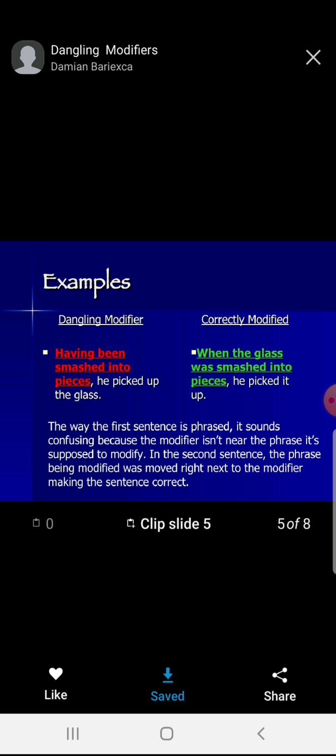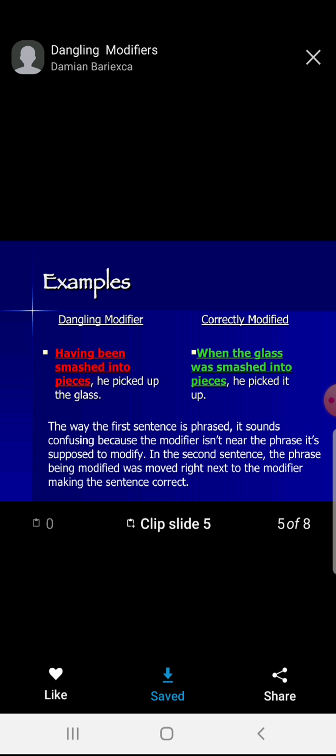Okay. Nah, ini modifiernya kan having been smashed into pieces. Nah, tapi yang paling dekat adalah he. Nah, ini jadinya kesannya yang smashed into pieces itu, yang hancur berkeping-keping itu si he. Oke, tapi dia masih bisa ngangkat pecahan-pecahan gelas itu. He picked up the glass. Nah, jadi readers dibikin bingung kan. Nah, jadi sebenarnya yang smashed into pieces itu siapa? Yang smashed into pieces itu apa?